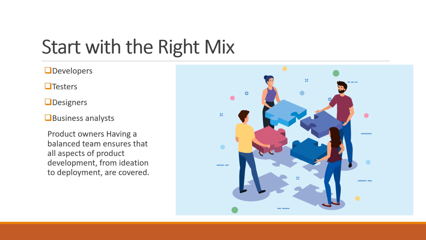First thing to do is to start with the right mix. An Agile team should be cross-functional, comprising individuals with diverse skills necessary for the project. This typically includes developers, testers, designers, business analysts, product owners. Having a balanced team ensures that all aspects of product development from ideation to deployment are covered.